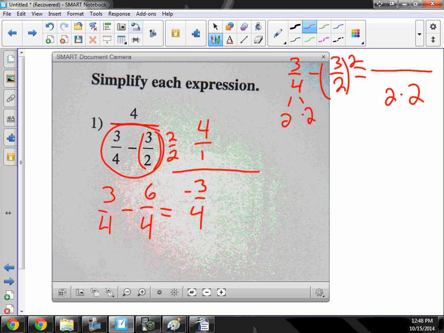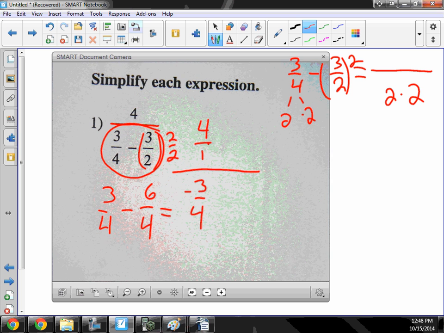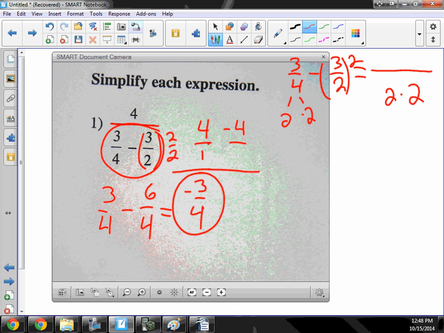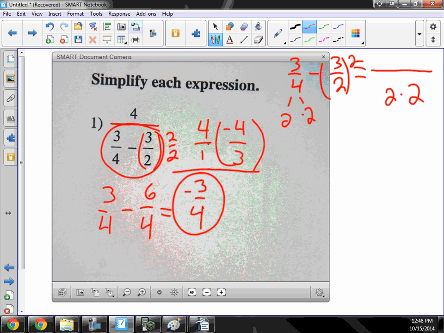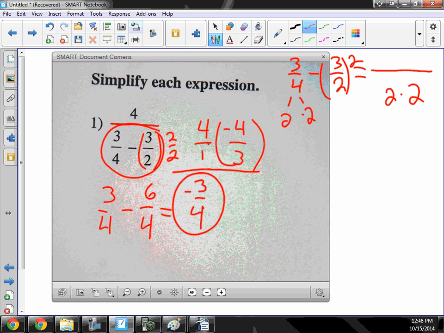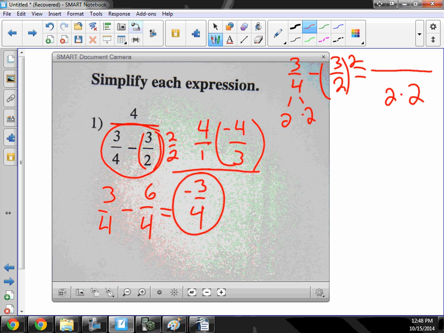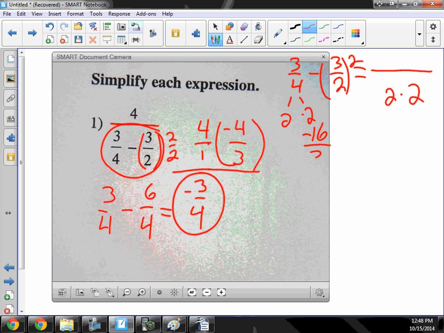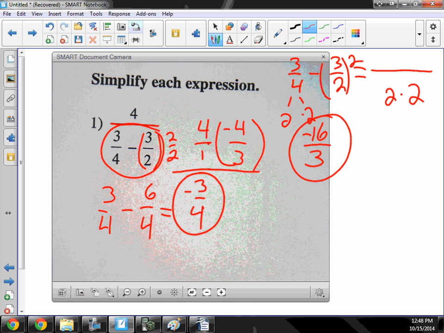Sorry. So fraction divide fraction. I flip this one upside down. So negative 4 over 3. Can I cancel anything? Nope. 4 times negative 4 is negative 16. 1 times 3 is 3. And that would be my answer.